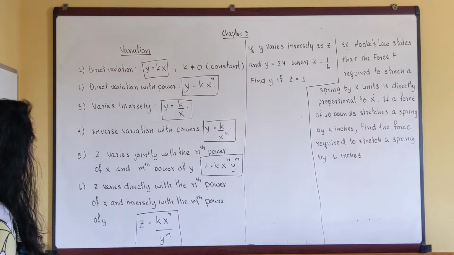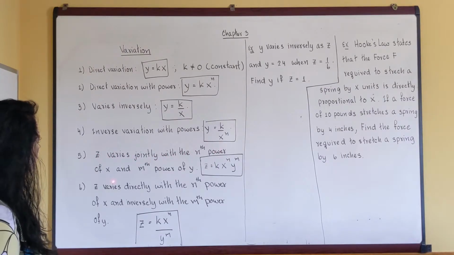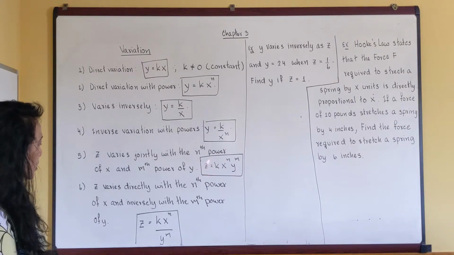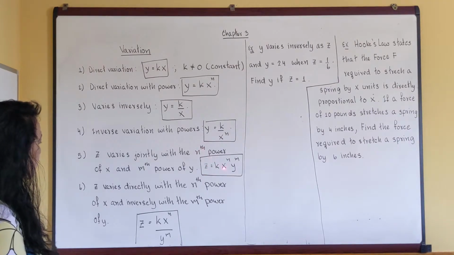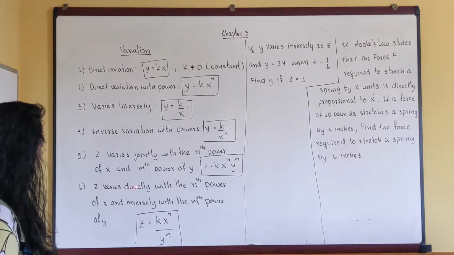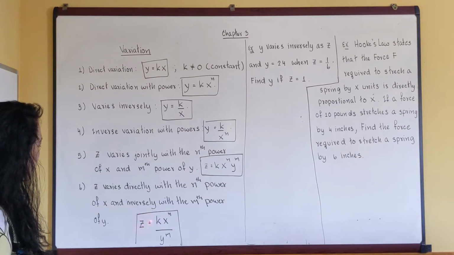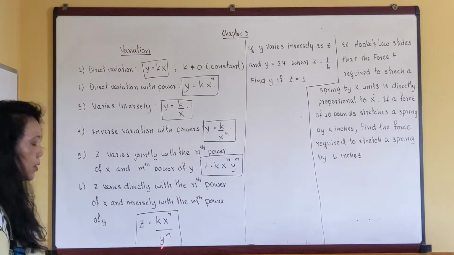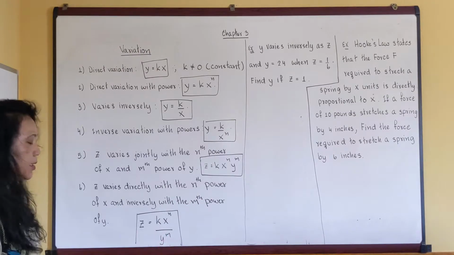Now look at number 5. Z varies jointly with the nth power of x and m power of y. So you're just going to have z equal to k, where k is a constant here. X is to the n and y is to the m. Now if z varies directly with the n power of x, so you're going to have z equal to k x to the n. K is the constant. However, inversely with m power of y. So y is on the denominator here, y to the m.